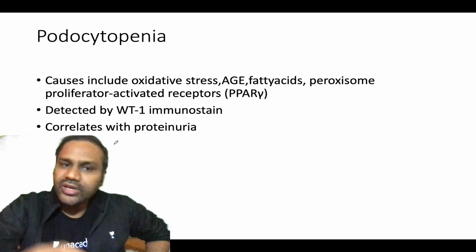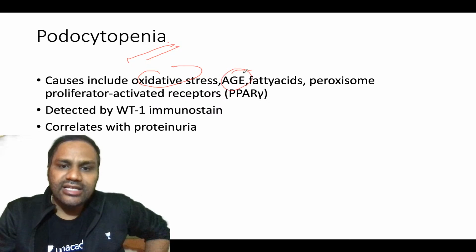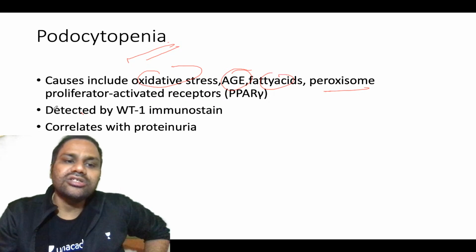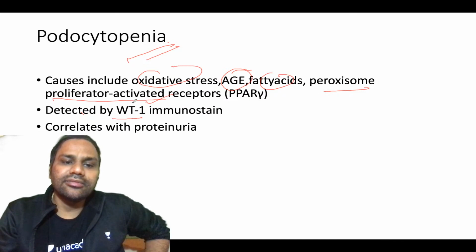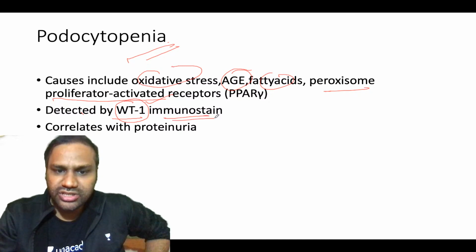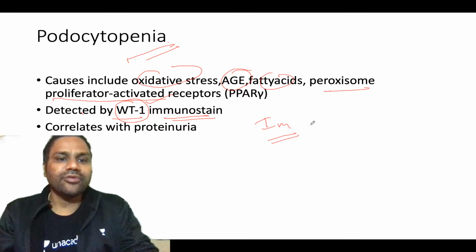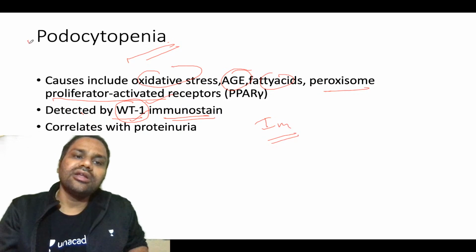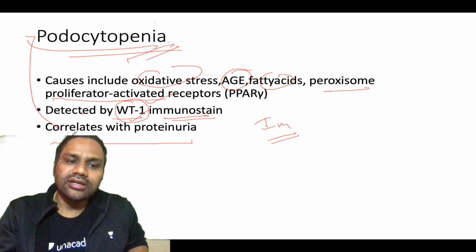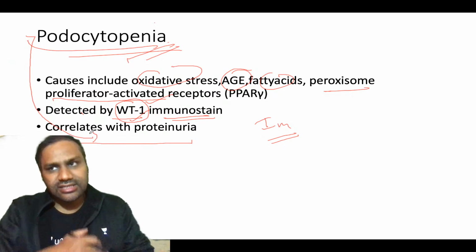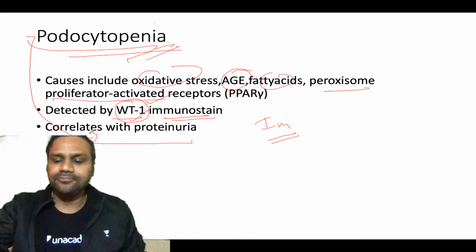As I said, podocytopenia can also occur. This is again because of oxidative stress, age factors, fatty acids, and obviously because of PPAR, peroxisome proliferator-activated receptors. This can be detected by WT1 immunohistochemistry, which can be done in case of diabetic nephropathy, and WT1 will highlight this podocytopenia. Podocytopenia correlates with proteinuria, hence this disease is also associated with nephrotic syndrome.